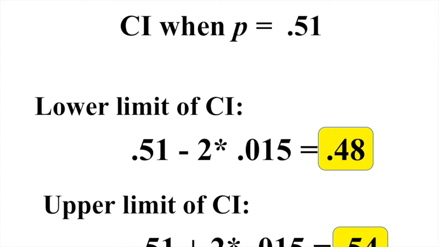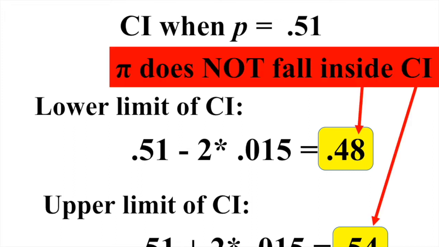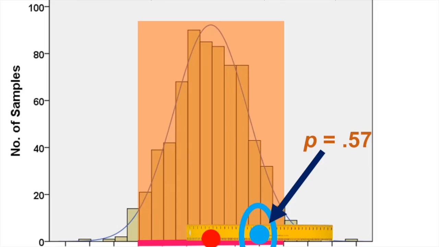Okay, so let's just use the formula again. The upper limit of the second confidence interval is 0.51 plus 2 times the standard error. The lower limit is 0.51 minus 2 times the standard error. And when we do the math, we get the confidence interval as being 0.48, comma 0.54. And as we notice, pi, which is 0.55, does not fall within that confidence interval. Okay, so let's move our second CI again. So let's center around 0.57.